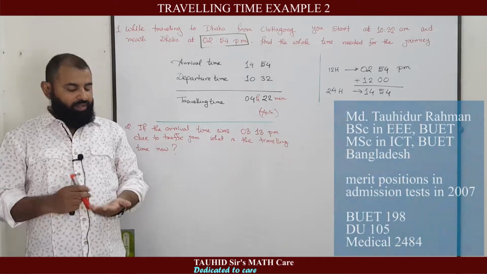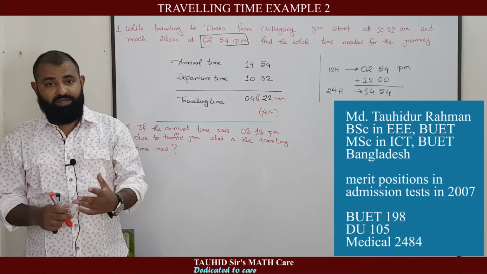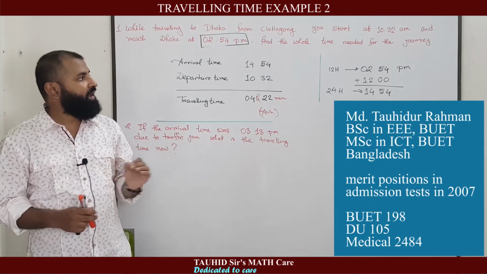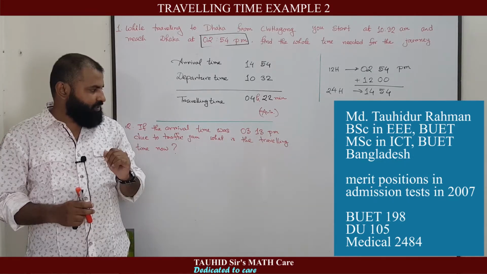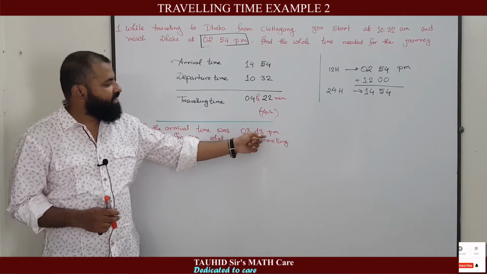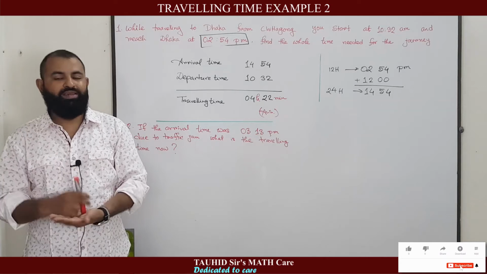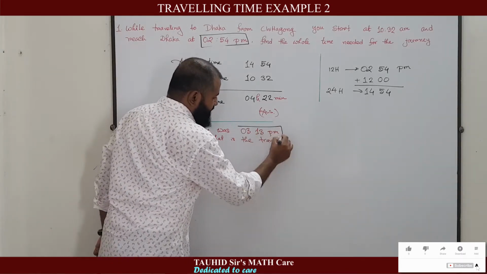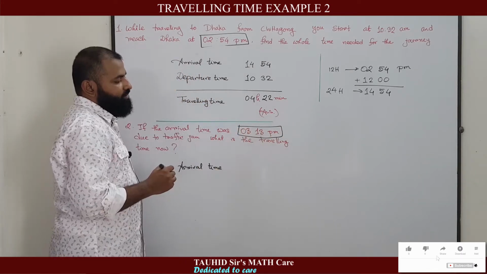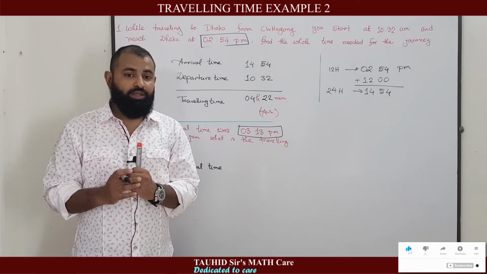In the second question, you are told that due to a traffic jam, you could not reach Dhaka at 2:54 p.m. Instead, you reached at 3:13 p.m. Now, what is the traveling time? Here, the arrival time is 3:13 p.m. What do we need to do?